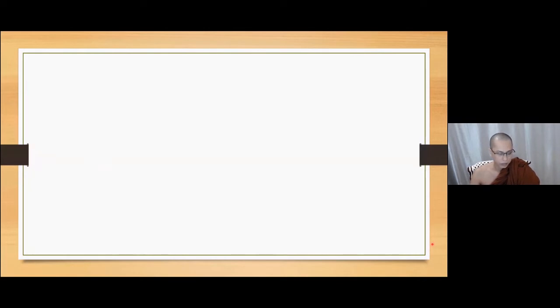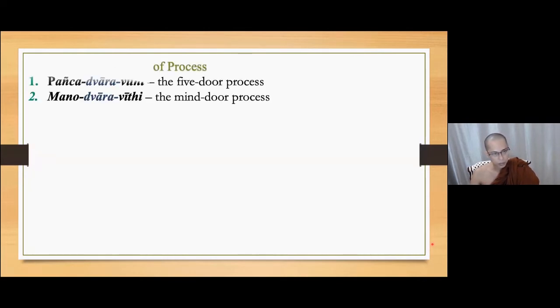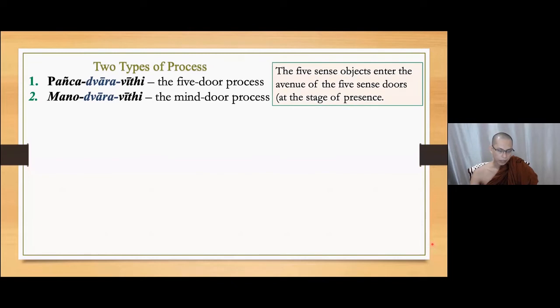Then let's see the two types of process: Pancadvara Vithi, the five-door thought process, and Manodvara Vithi, the mind-door thought process. We already know. When the sense object enters the venue of the five sense doors, without entering the venue of the five sense doors, they cannot give rise to the respective consciousness. So here, the five sense objects enter the venue of the five sense doors.